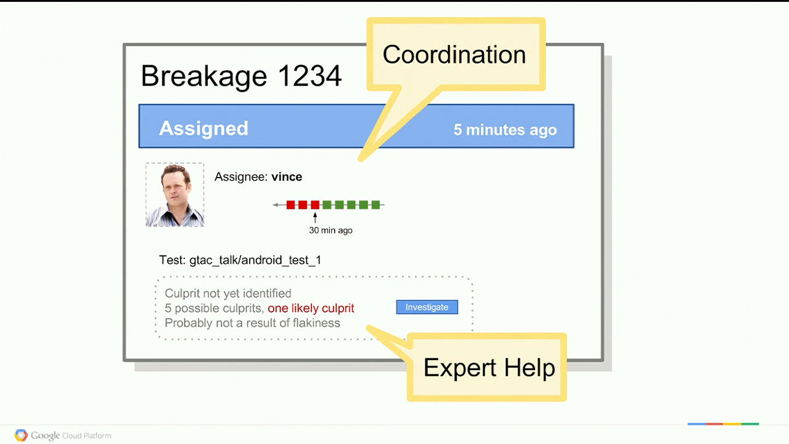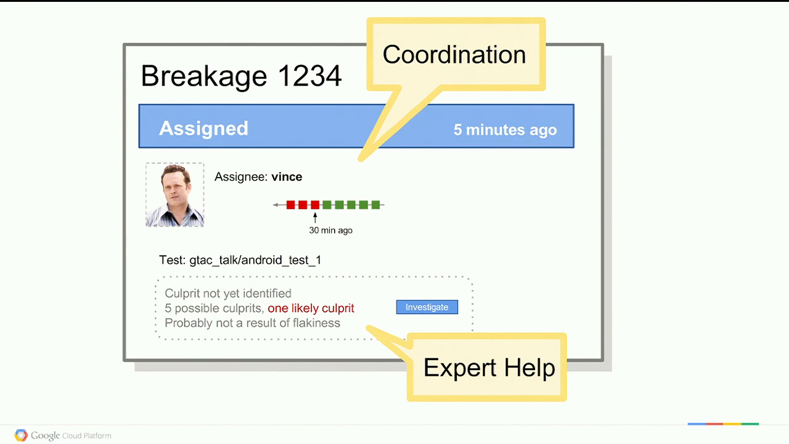And then what can we do to help you? So at this point, we've picked an assignee, and we say, OK, we haven't identified the culprit yet, but there's 5 possible culprits. Probably it's 5 different commits that came in, but like I said, maybe a server being down is one of the possible culprits. We say it's probably not a result of flakiness, if we can figure that out.